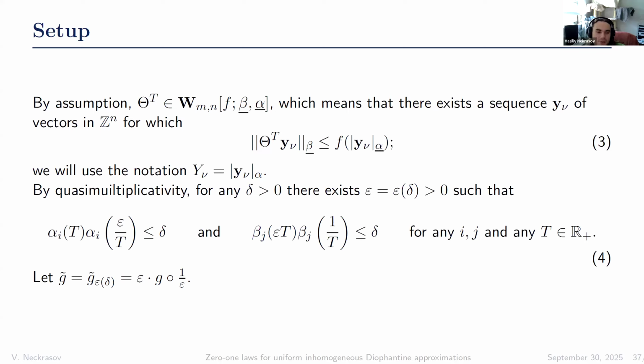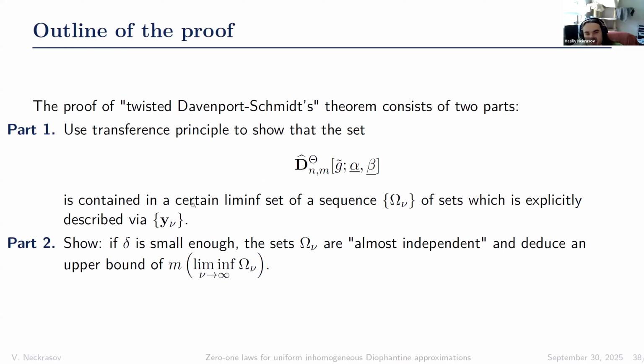if we take alpha of t multiplied by alpha of 1 over t, by quasi-multiplicativity we get 1. If the product of arguments is small enough, then the product of functions also becomes small enough. That's what we use by quasi-multiplicativity. And now we want to show how the theorem can actually be proved. We can do this in 2 steps.